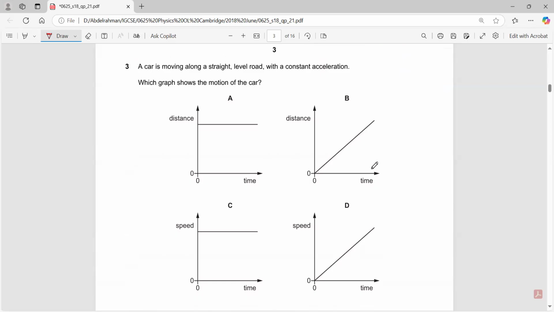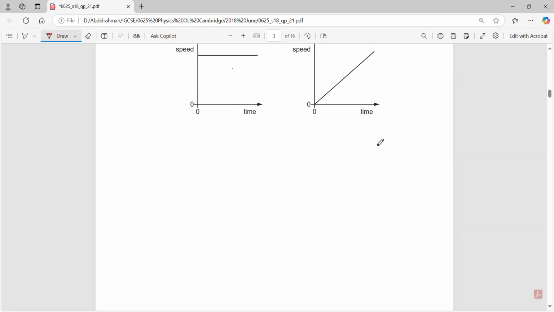A car is moving along a straight horizontal road with constant acceleration. With constant acceleration, meaning that the speed is increasing at a constant rate. Which graph shows the motion of the car? A, it's at rest. B, distance time graph, meaning that it's moving at a constant speed, not constant acceleration. B and C are the same graphs. This is a constant speed and this is a constant speed. D is a constant acceleration.